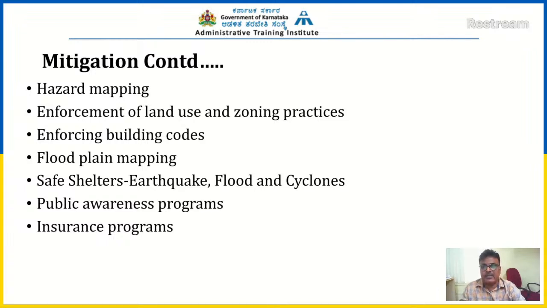What do you mean by safe shelters for earthquake, flood, cyclone? You need to build safe shelters for earthquake, flood and cyclone. These are very important. These initiatives have already been started in coastal belts, particularly Odisha. They have constructed about 5,000. One shelter is used for more than 5,000 people. It's a huge shelter. In Mangalore also we have some cyclone shelters built. So that kind of shelter is required.